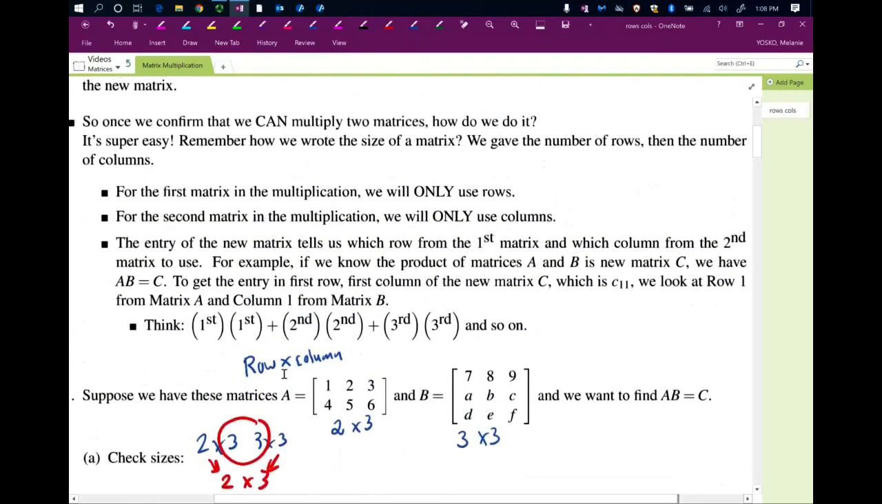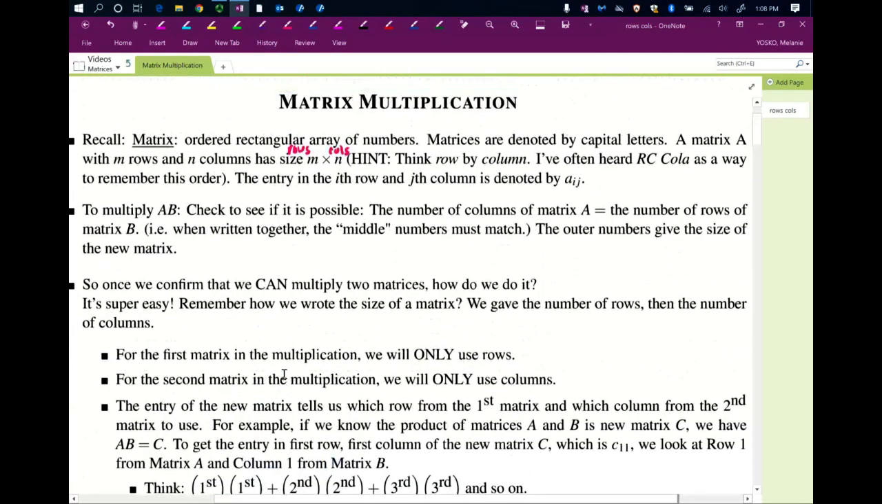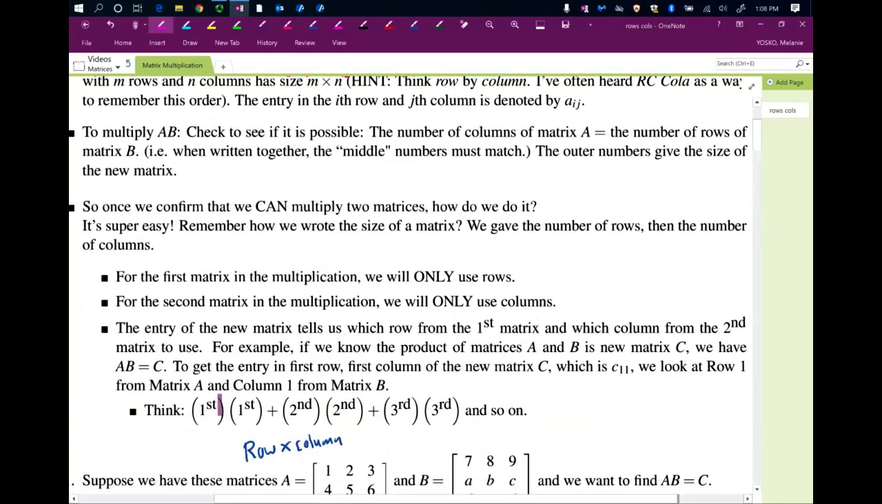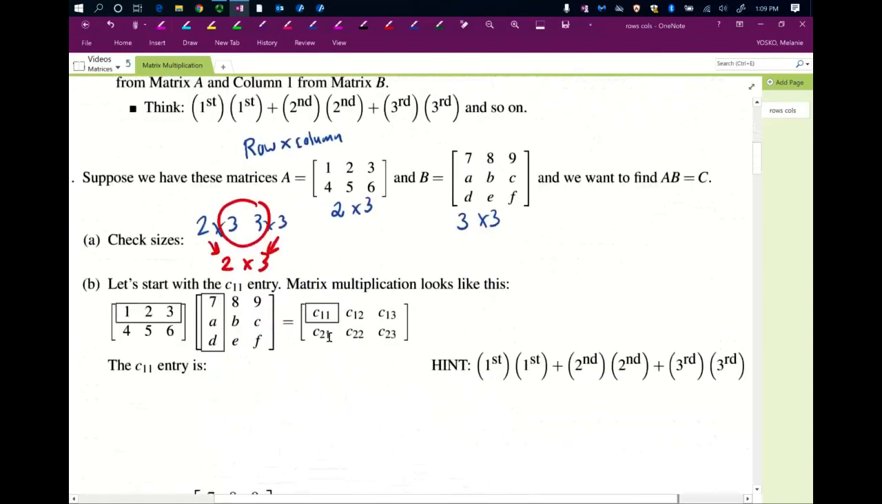Okay, so we told you a few minutes ago that we're going to do first times the first, plus the second times the second, plus the third times the third. This is the first entry in matrix A times the first entry in matrix B. And then the second entry, remember in matrix A, we're only using rows. So first, second, and third here are in the rows. The first, second, and third in B are in columns. Okay, so this will make sense in just a second.